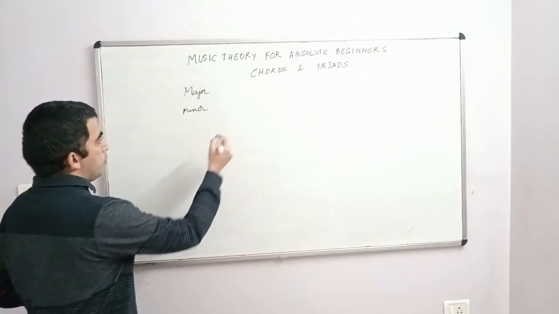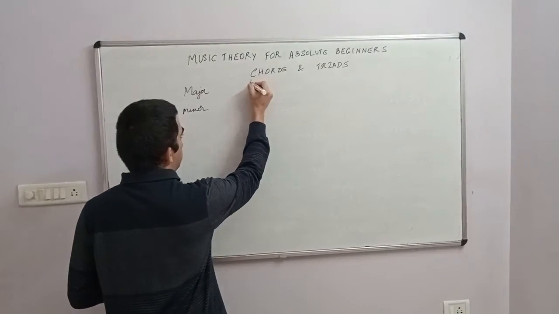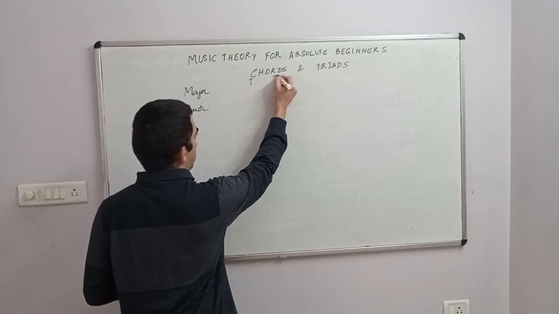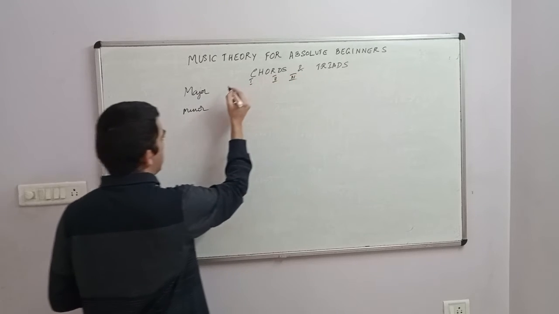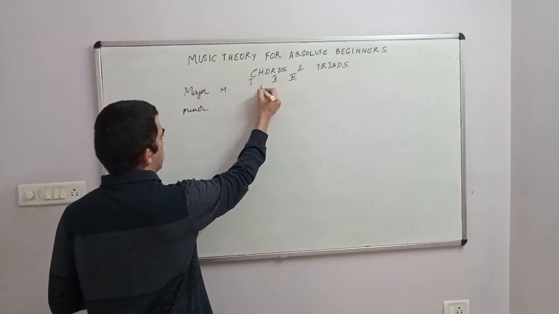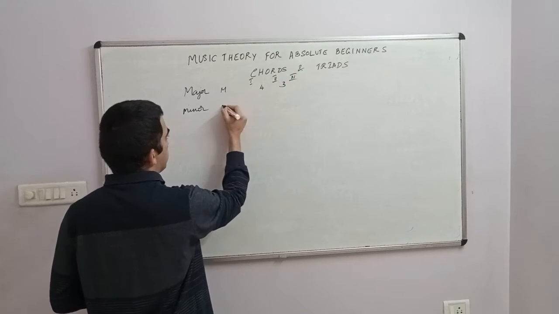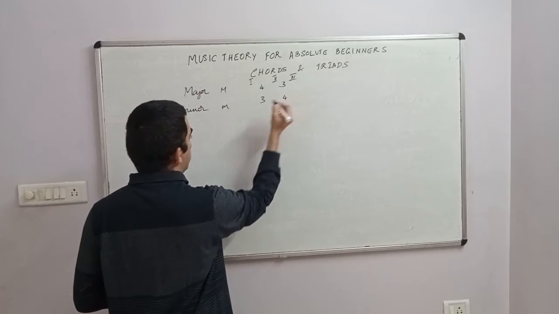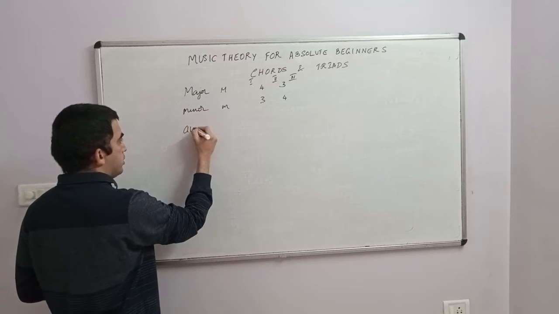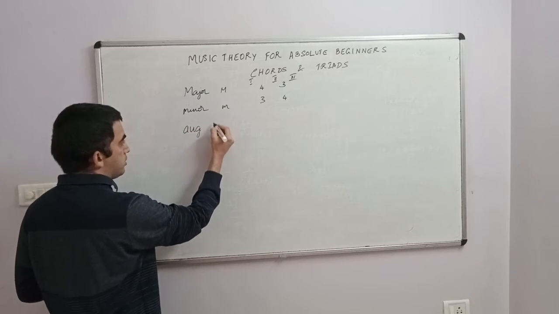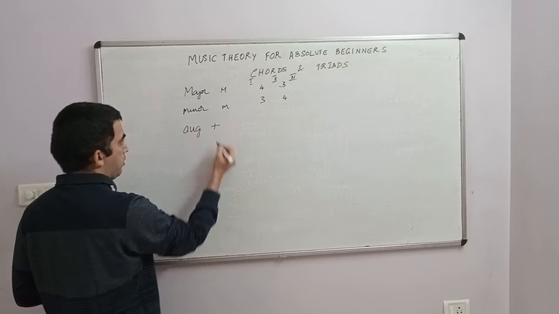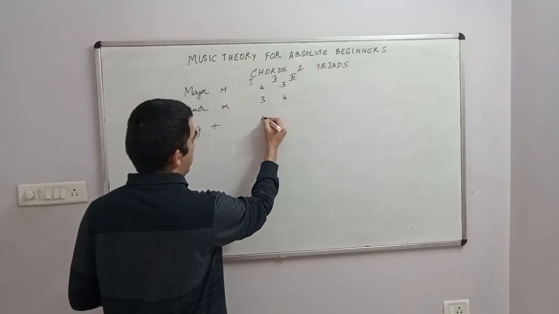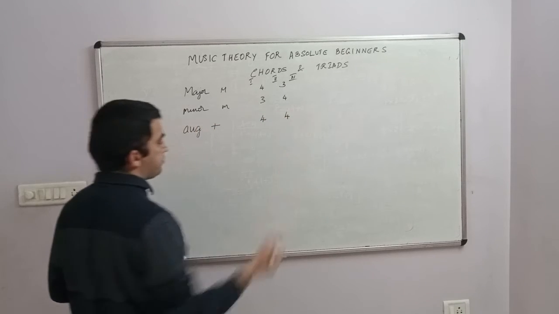Okay, so in the class what we learned: first note, second note, third note, right? Just to recapitulate. For a major chord, it is 4 semitones and 3 semitones. For a minor chord, it is 3 and 4. Now we come to the augmented chord. Augmented is usually written in short form as aug or plus. So here you have the distances 4 and 4.